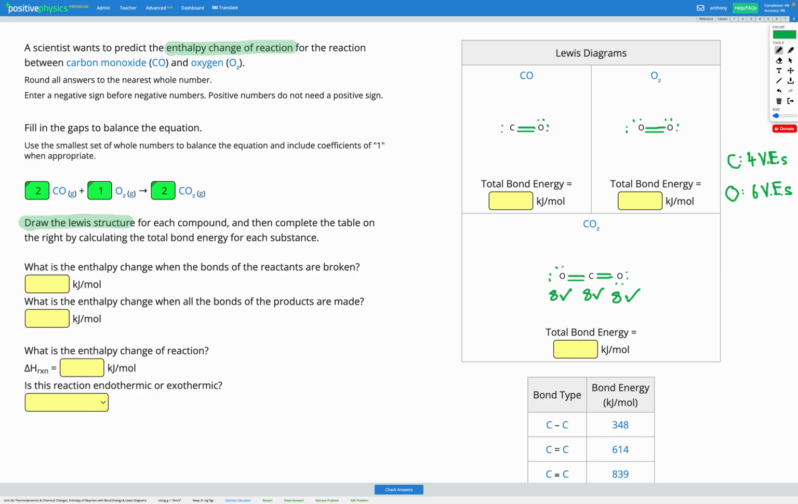What about our oxygen? Here we've got 2 lone pairs, so 2 sets of 2 non-bonding electrons, and 2 bonds, so 2 sets of 2 bonding electrons on each of our oxygens, which gives us a total of 8 for each. What about on our carbon monoxide here?